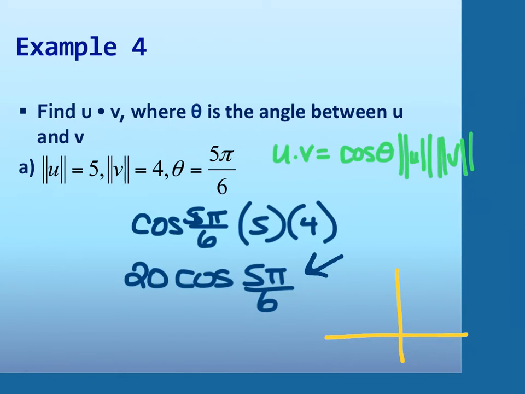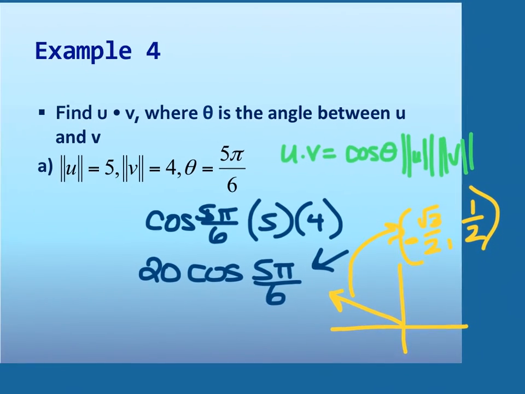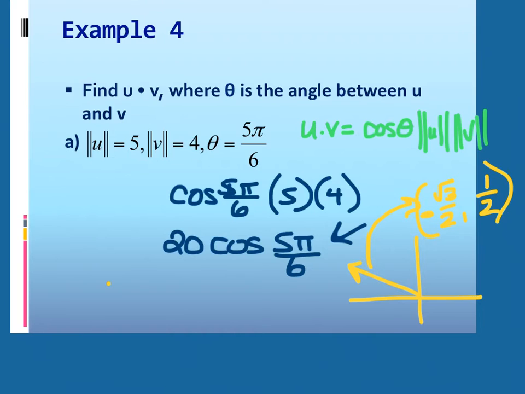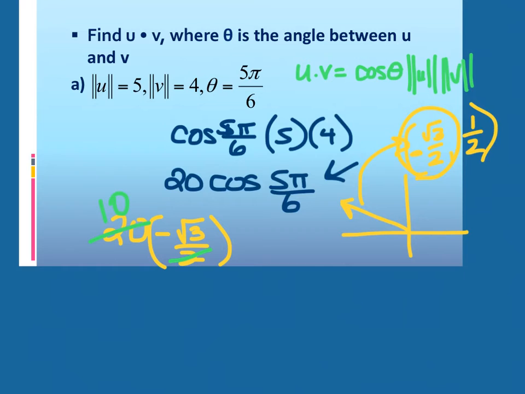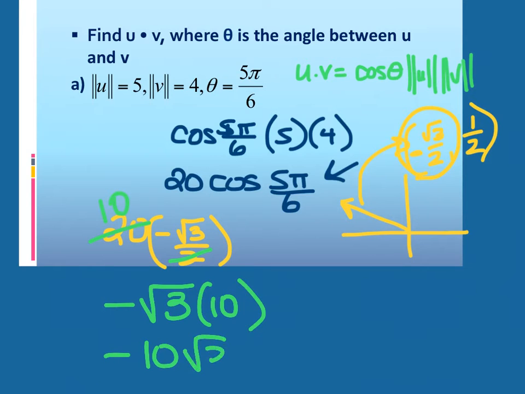So if you think about the unit circle, that 5 pi over 6 is going to be in my second quadrant. All of the over 6's are root 3 over 2 and 1/2. And if it's in the second quadrant, the x is negative. So the coordinate point there would be negative root 3 over 2 and 1/2. The cosine of that would be the x value, which is negative root 3 over 2. Simplify this by reducing it, and I'd get negative root 3 times 10, or negative 10 root 3.